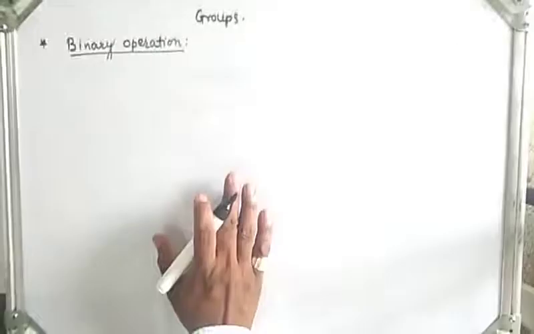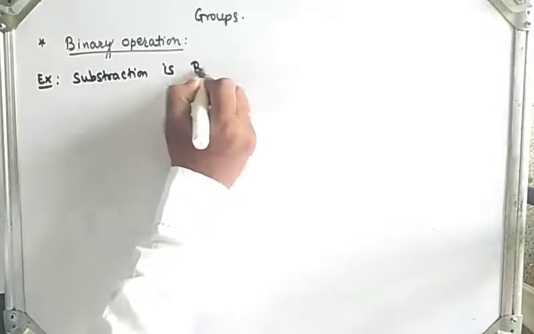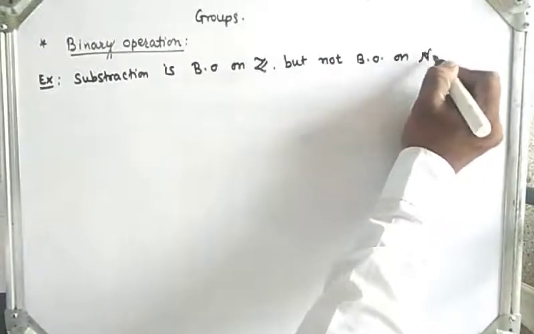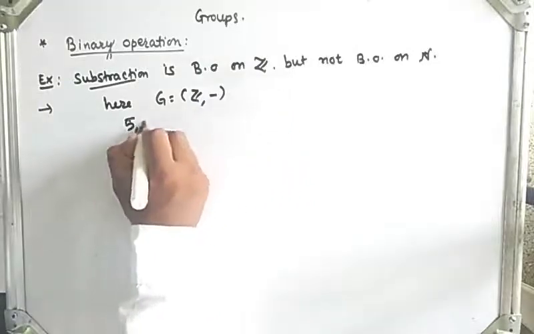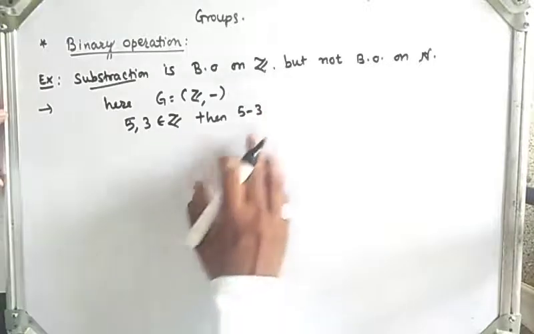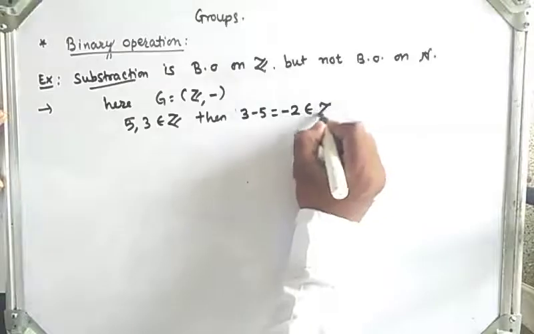So let's see another example. Subtraction is a binary operation on the set of integers, but not a binary operation on natural numbers. Because if I take two elements from the set of integers, suppose 5 and 3, and the binary operation is subtraction, so here the set G is Z under subtraction, then 5 minus 3, or 3 minus 5, which is minus 2, again belongs to the set of integers.